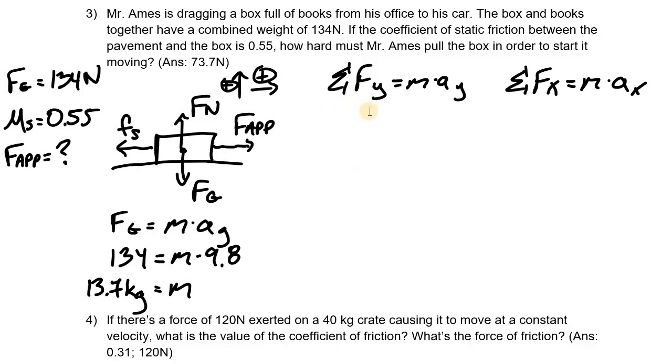Okay, so we have the sum of the forces in the y direction. What are the forces going upwards? Hopefully you're saying to yourself the normal force. And then what are the forces going downwards? Hopefully you're saying to yourself the gravitational force. Is this object moving up or down at all? No, so therefore the acceleration in the y direction is equal to 0. 0 times any number is going to equal 0.